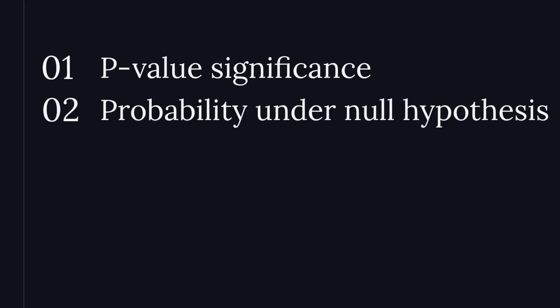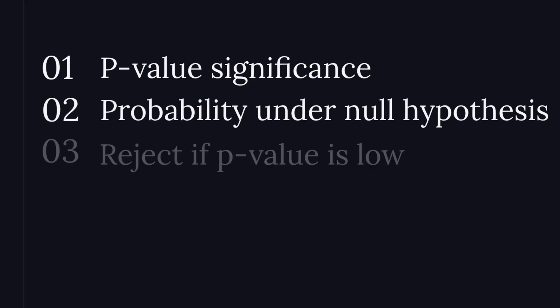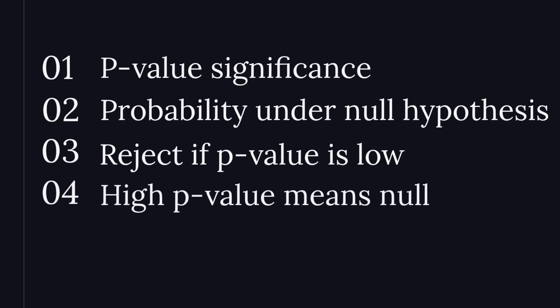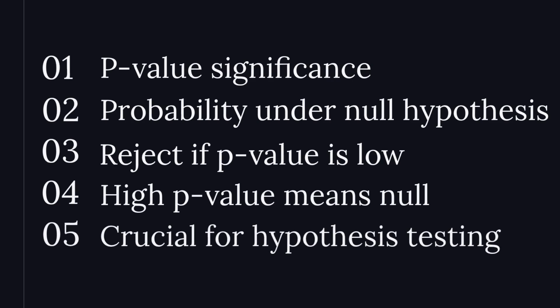The p-value indicates the probability of observing the test result under the null hypothesis. If the p-value is less than the significance level, the null hypothesis is rejected. This suggests the observed difference is statistically significant. A high p-value means failing to reject the null hypothesis. Understanding p-values is crucial for hypothesis testing.